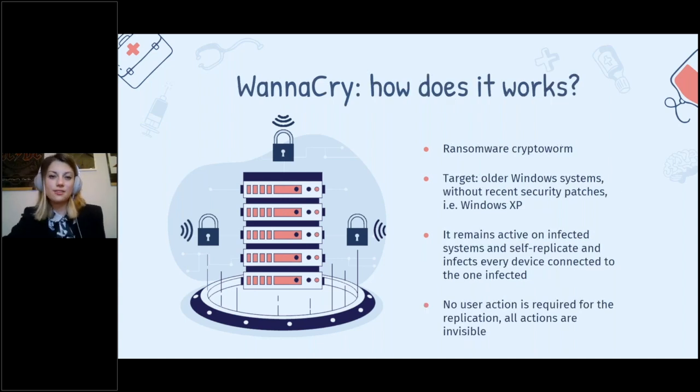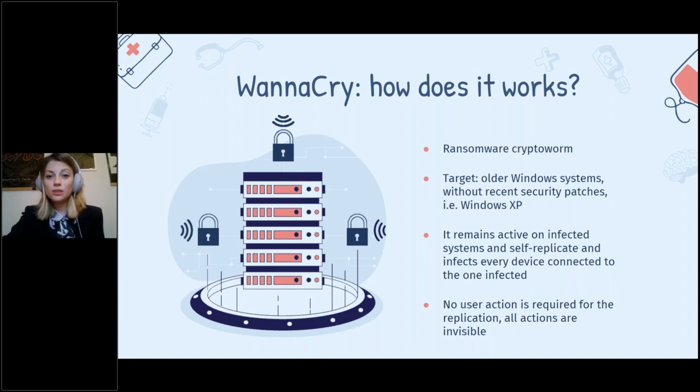So WannaCry is a ransomware crypto worm which targeted computers running the Microsoft Windows operating system by encrypting data and demanding ransom payments in the Bitcoin cryptocurrency. And typically, a worm has the ability to remain active on infected systems and self-replicate, and infect every device connected to the one infected. No user action, of course, is required for this replication.